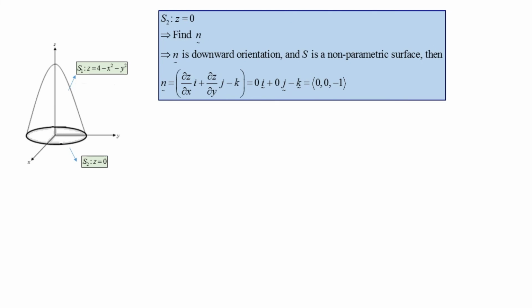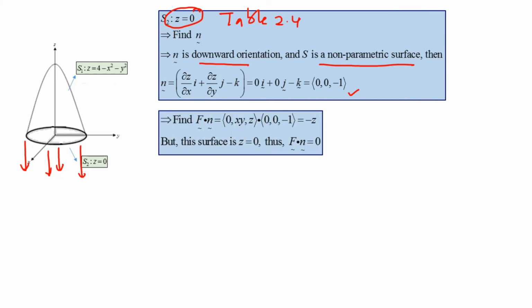Okay, now you find the normal vector. So obviously the normal vector is downward. So n is downward, and S is also a non-parametric surface because z equal to 0. So based on table 2.4, we have the formula of del z over del x i plus del z over del y j minus k. So you partially differentiate z equal to 0 with respect to x and with respect to y, and you get 0 for everything. So you just have negative 1 here. Okay, 0, 0, negative 1.